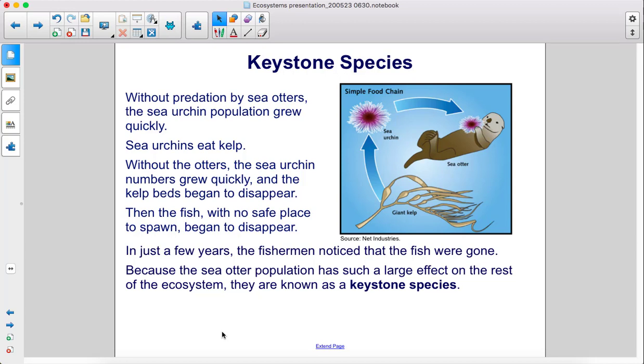Without predation by sea otters, the sea urchin population grew quickly. Sea urchins eat kelp. Without the otters, the sea urchin numbers grew quickly and the kelp beds began to disappear. Then the fish, with no safe place to spawn, began to disappear. In just a few years, the fishermen noticed that the fish were gone. Because the sea otter population has such a large effect on the rest of the ecosystem, they are known as a keystone species.